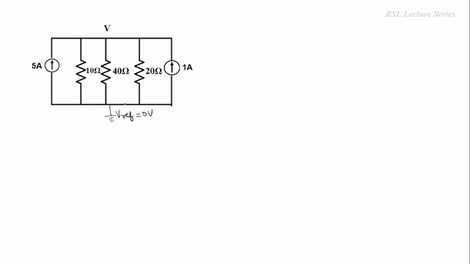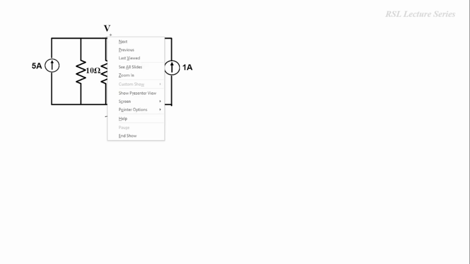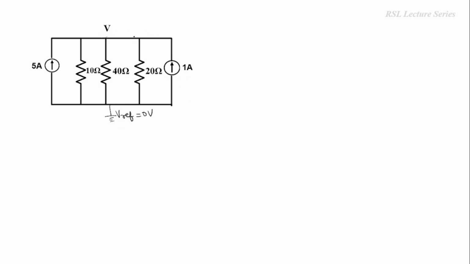If there are two nodes, then we have to write one node equation. If there are n number of nodes, then we have to write n minus 1 equations. We have to consider the reference node also; including the reference node, we have two nodes. Now we assume a voltage at the node. Let V be the unknown value of the voltage.